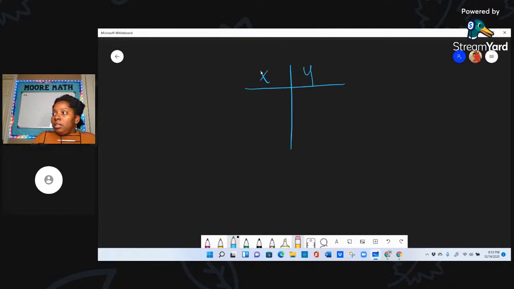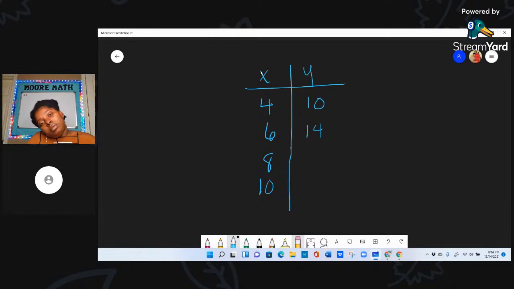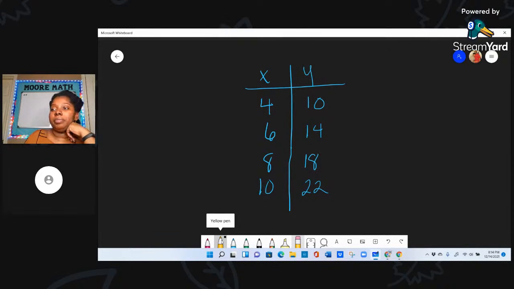X and Y. Okay, 4, 6. So tell me, just walk me through it. So we're writing an equation for this. Tell me what you're going to do.